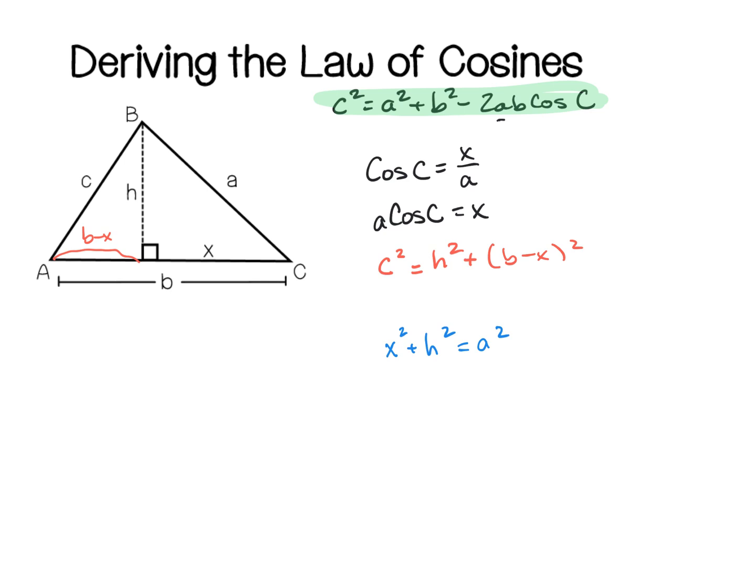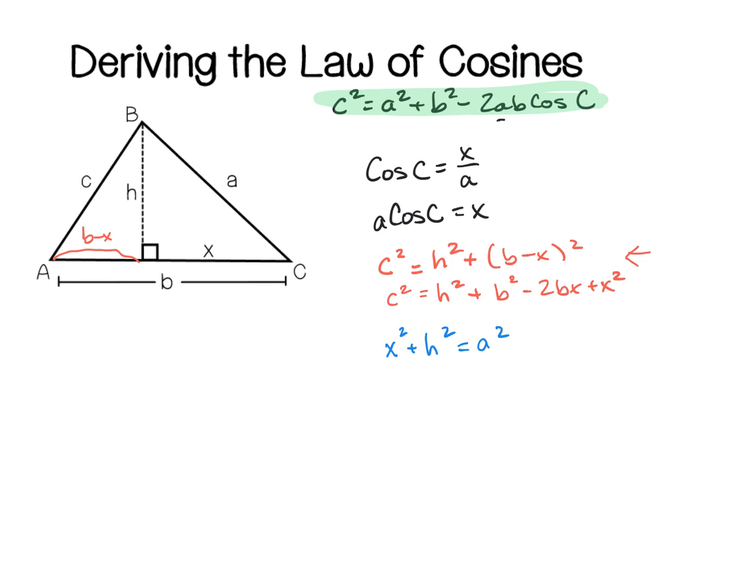Okay, so now what I want to do is I'm going to start up here with this one. I'm going to need to multiply out that quantity of b minus x squared. That's going to help us. So I would have c squared equals h squared plus, this would become b squared minus 2bx plus an x squared. Okay, so this is looking a little bit better. I know I have some h's and x's in there, but remember we do have an x up top that we can substitute in a few minutes here.